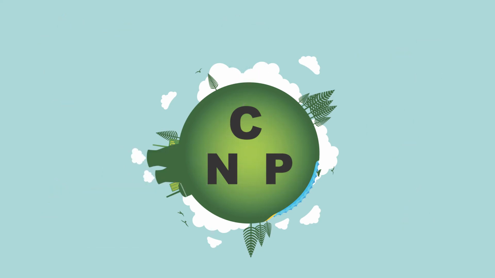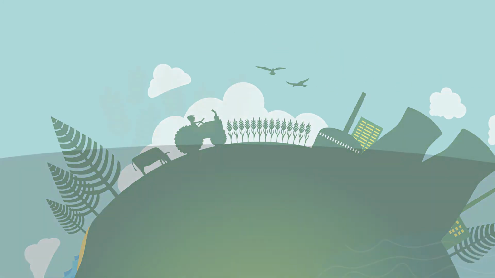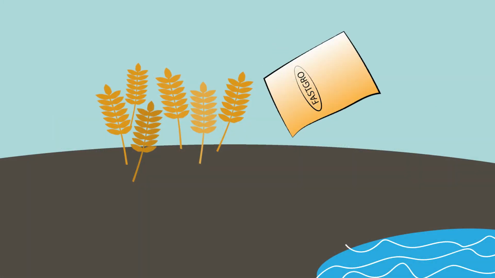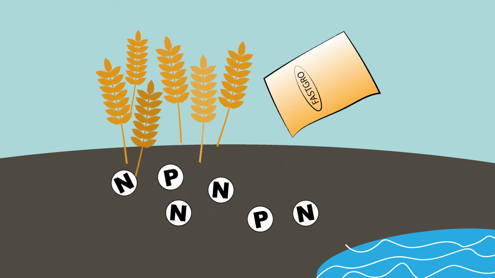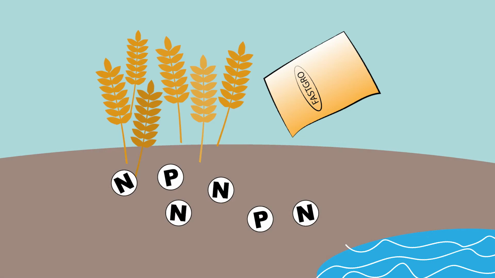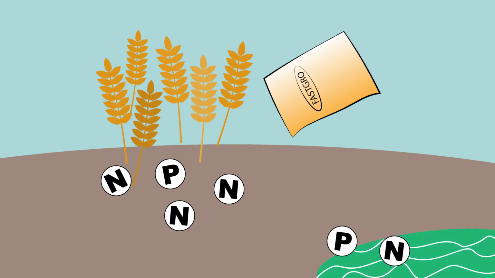Through industrialization, agricultural intensification and urbanization, we have altered these cycles. For example, the use of inorganic fertilizers containing nitrogen and phosphorus increases crop yield, but cropping diverts carbon away from the soil. And overuse of fertilizers can lead to enrichment of nitrogen and phosphorus, with knock-on effects for biodiversity and water quality.